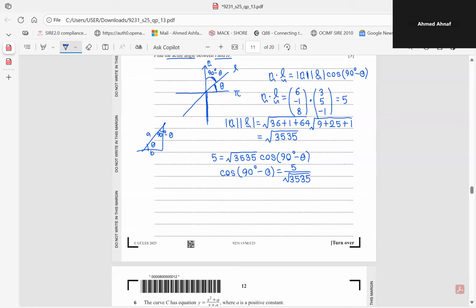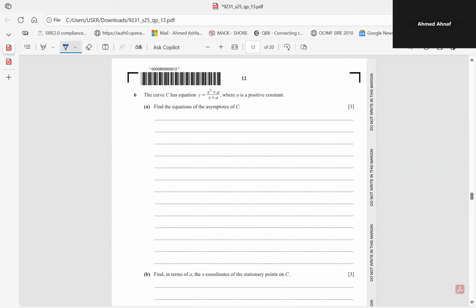And then theta would just be the sine inverse of 5 over square root 3535. I'm going to put it in degrees. Okay, so this would just be 4.8 degrees to 1 decimal place. So this would be our final answer for this part. Let's head on to the next question.